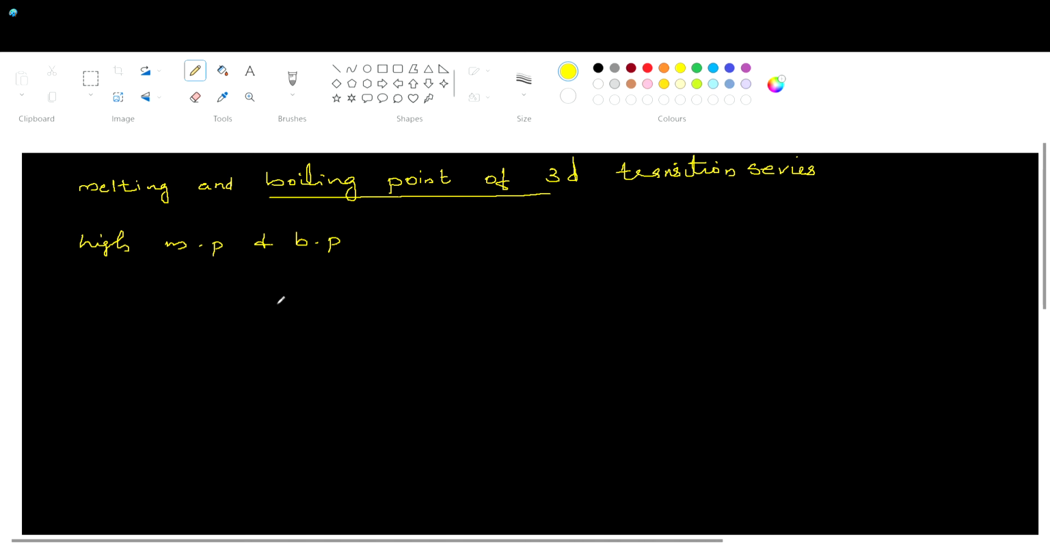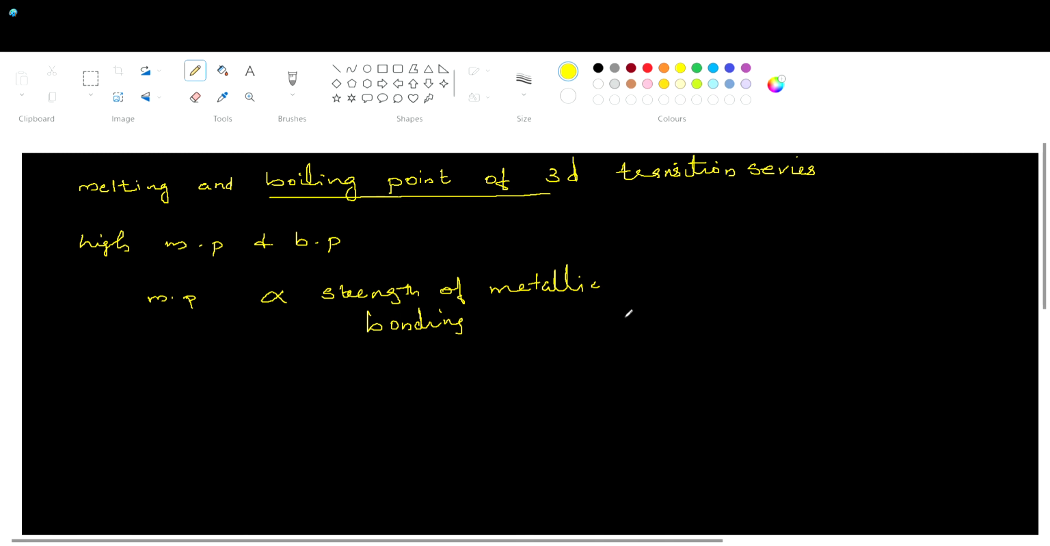The melting point and boiling point of a metal depend on the strength of the bonding, right? The strength of the metallic bonding present in transition metals. The stronger the bond, the higher the melting and boiling point. Transition metals have strong interatomic metallic bonding.